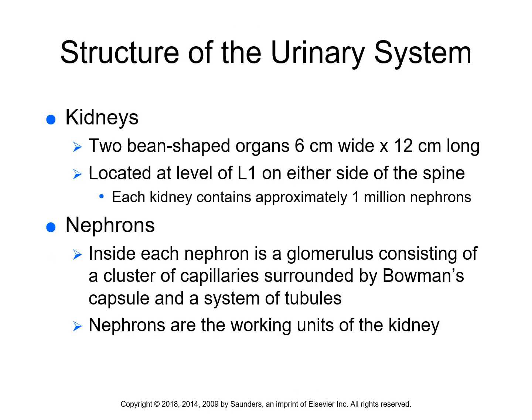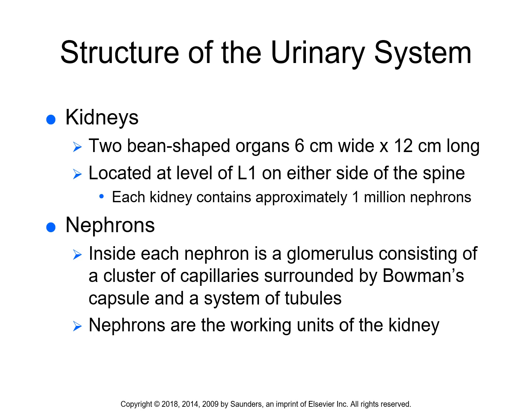So let's talk about our structure of the urinary system. Kidneys. We should have two kidneys. Now, there are people out there that are born with one kidney. We also have people out there that can lose their kidney due to infection, to injury, different things like that.